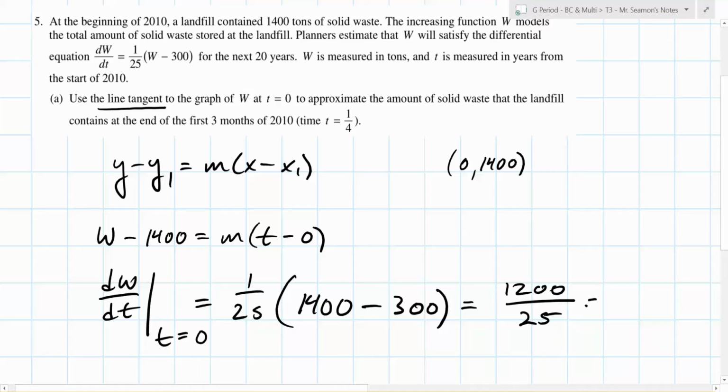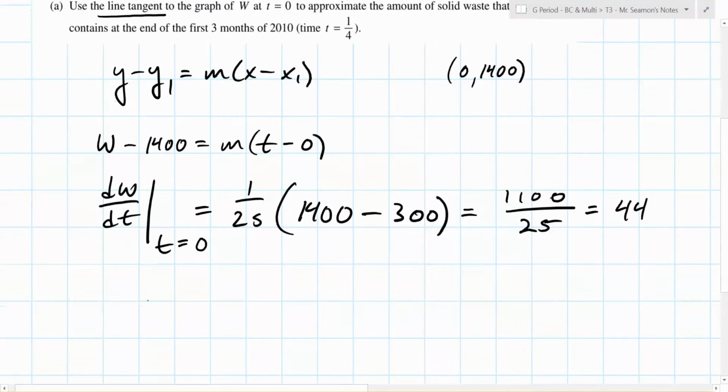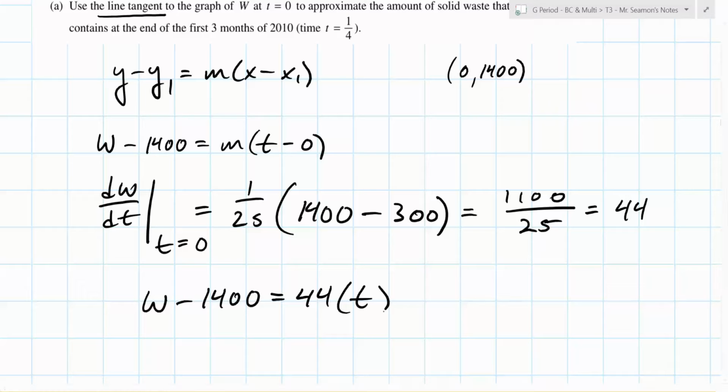And when you see things like this emerge from free response questions, is that a good sign? 1100. Oh, I can't do math, apparently. Okay. 1100 over 25. So it's going to be 4 times. So what do you get? 44? So what do we have here? We have w minus 1400 equals 44 times t like this. Is that correct? Is it 44? I think it's 44, right? 40 times 25 is 1,000, right? 44. Nice.